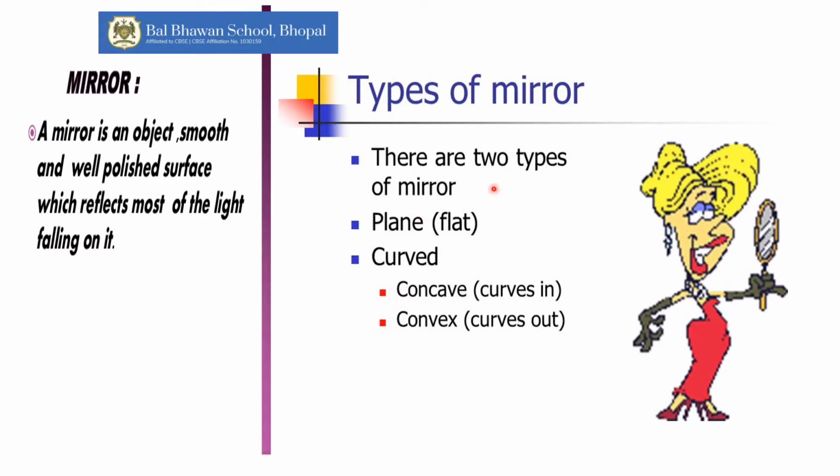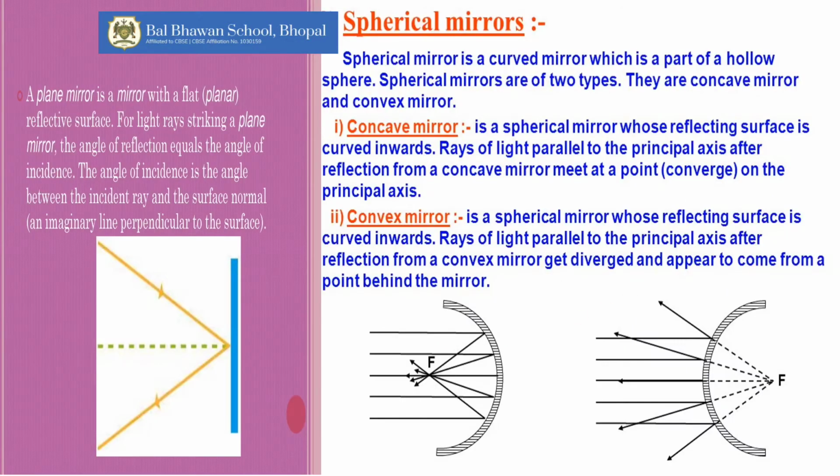Mirrors are of two types, plane mirror and curved mirror. Plane mirror, as the name suggests, is flat, whereas in the case of a curved mirror, the surface is not flat. The surface may be curved in or it may be curved out. If it curves in, then it is a concave mirror, and if it curves out, it is a convex mirror.